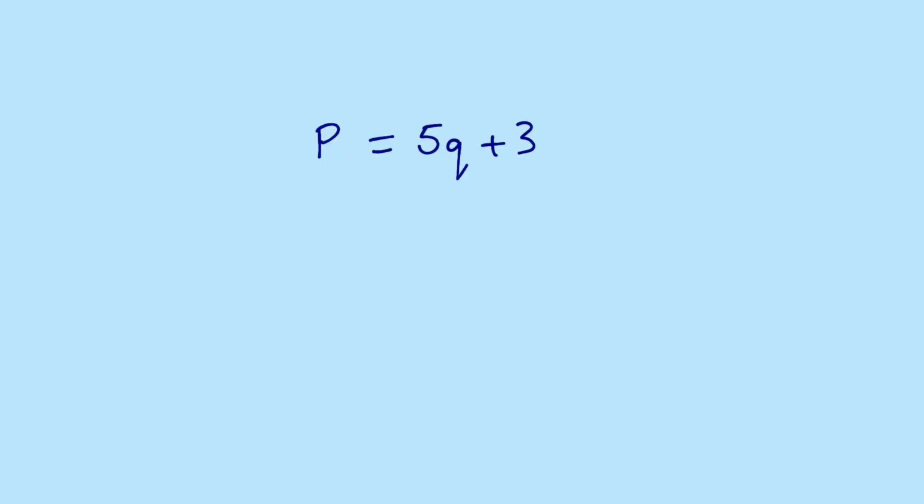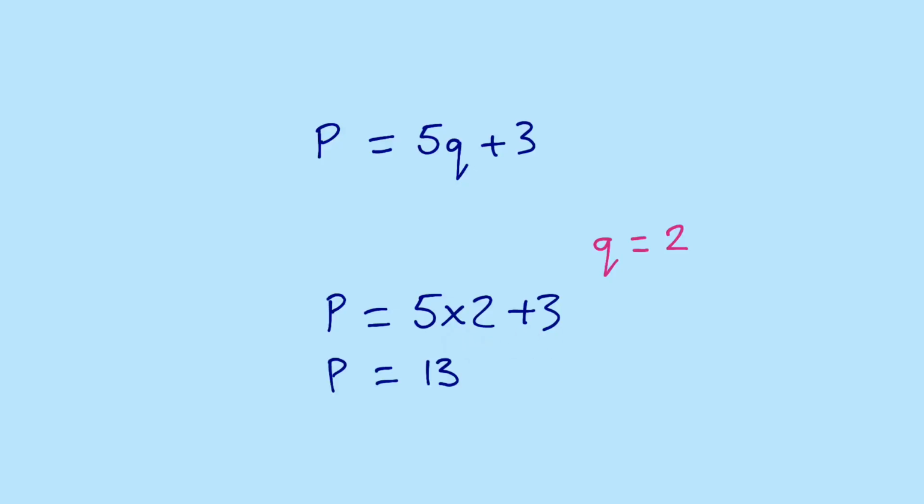If we are given a value for Q, for example, Q equals 2, we can work out what P is by substituting the value into the formula. So replacing the Q with 2, we get P equals 5 times 2 plus 3, which is 13. So when Q is 2, P is 13, according to my formula.